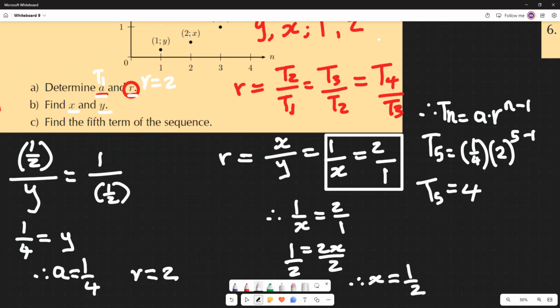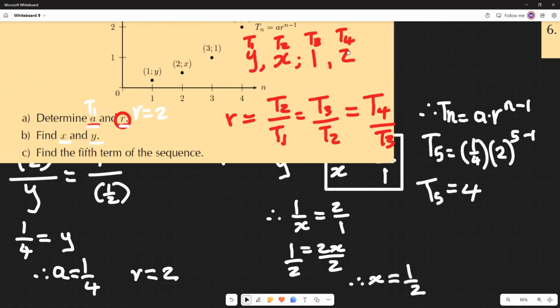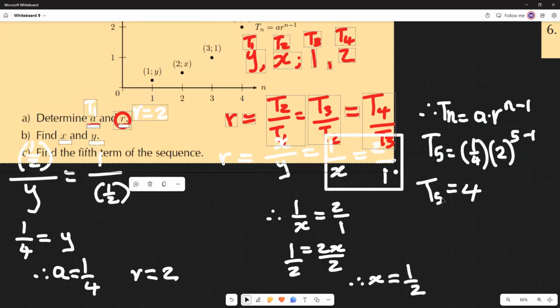You could have also seen that since your ratio is 2 and you have the fourth term here, the fourth term times 2 gives you this value here.